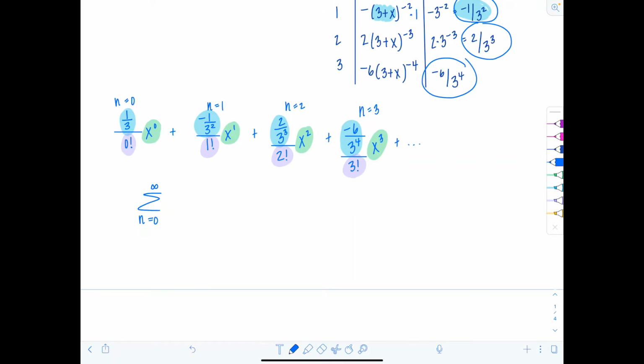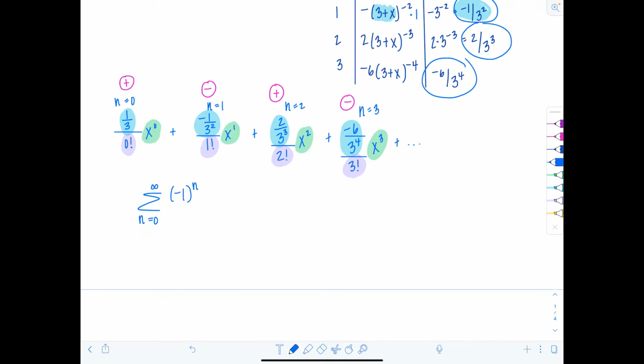Now, let's break down the blue portion, the nth derivative at 0. First thing I notice is it's alternating. This first term is positive, the second term is negative, third term is positive, fourth term is negative. So to make sure that my series is alternating, I need either negative 1 to the n or negative 1 to the n plus 1 in there. So let's see here. I'm going to put negative 1, since the first term is positive, I'm going to raise it to the nth power. And then when n is 0, negative 1 to the n is going to be positive 1, so that works out.